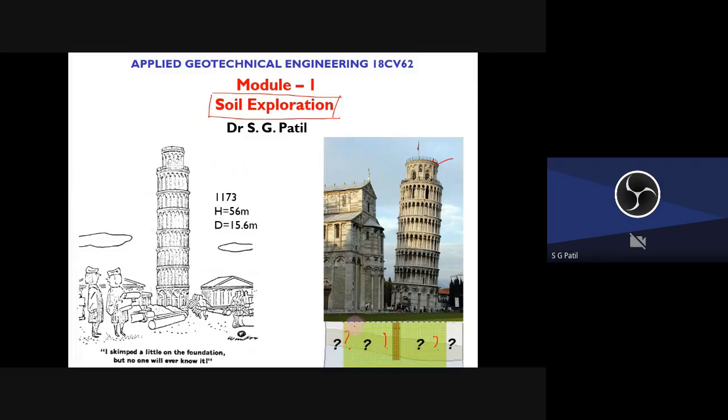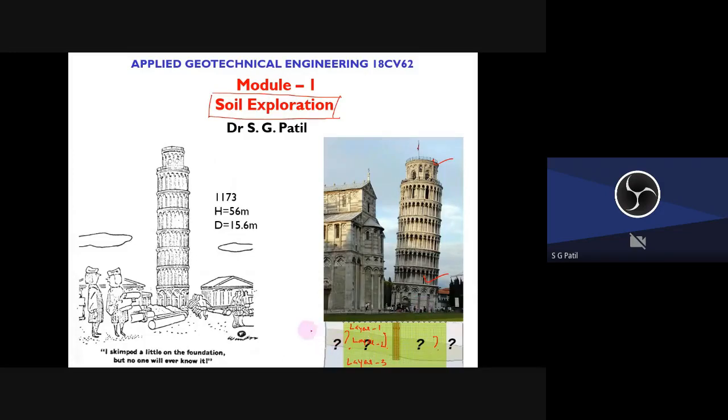What is the depth? There are different layers of soils. Suppose this is layer 1, and this is layer 2, and this is layer 3. So what are the different types of soils, what is their depth, and what are their shear strength parameters? Those things I should know. Then only I can design the foundations of this structure.